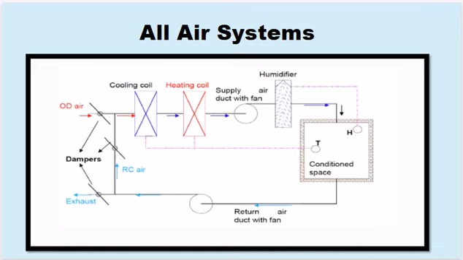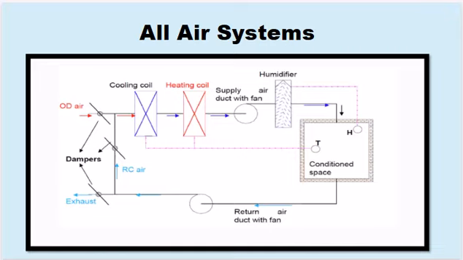This system uses air as the primary medium for both heating and cooling. The diagram shows the key components, starting with cooling and heating coils that condition the air. Hot water circulates through these coils to either heat or cool the air as needed. The supply duct fan pushes this conditioned air through a humidifier to maintain optimal humidity levels before delivering it to the designated spaces. Meanwhile, exhaust fans ensure that stale or excess air is removed when necessary.